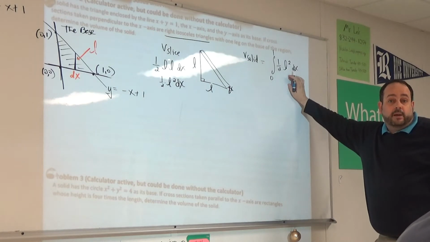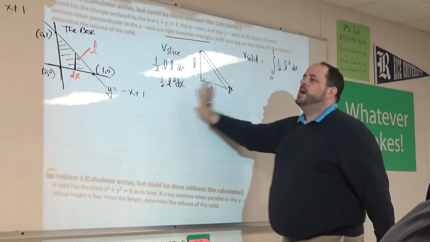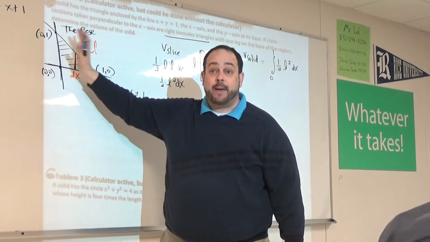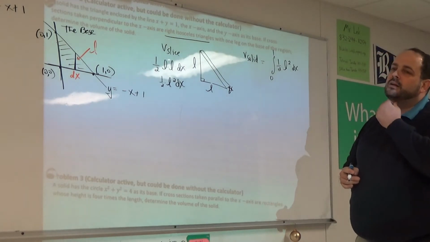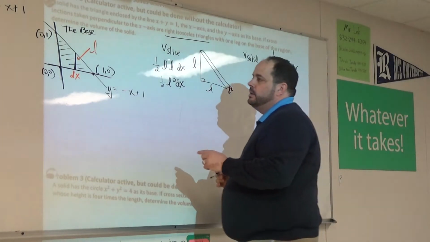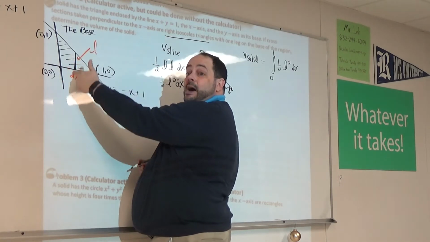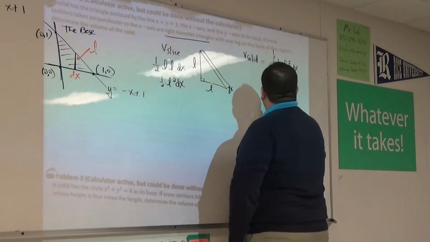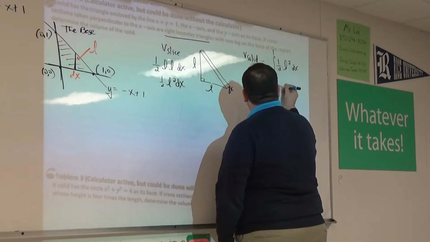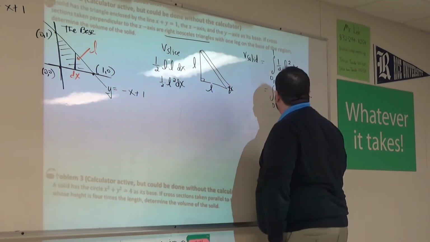What's L? What's L for this problem? This is why I really want to encourage you guys, draw the base. Get that base in there. Nathan, how long is L going to be? It's just negative x plus 1. This is a top minus bottom slice, just like with area, just like with volume. So this is going to be an integral from 0 to 1, 1/2 negative x plus 1 squared dx.